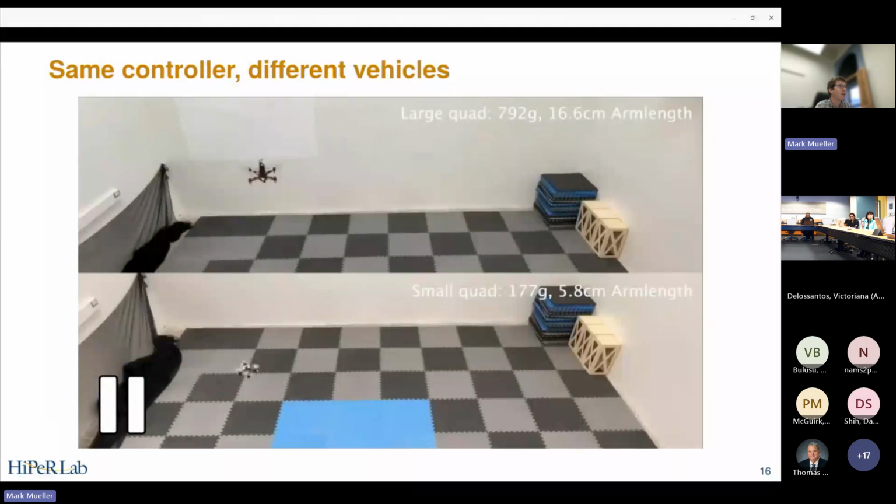So I want to show you a few videos just to show what this controller does. This first one is a fairly boring video. These are two different vehicles that we fly in our lab. These are within the set of vehicles that we were training for, but they were not present particularly in the training set. The top vehicle weighs about 800 grams, the bottom vehicle weighs about 170 grams.